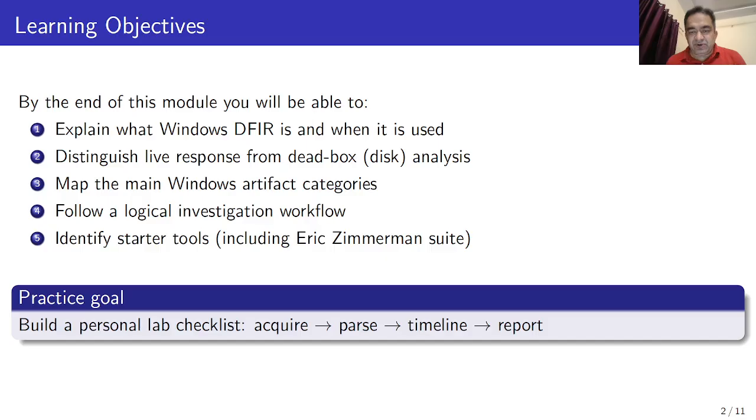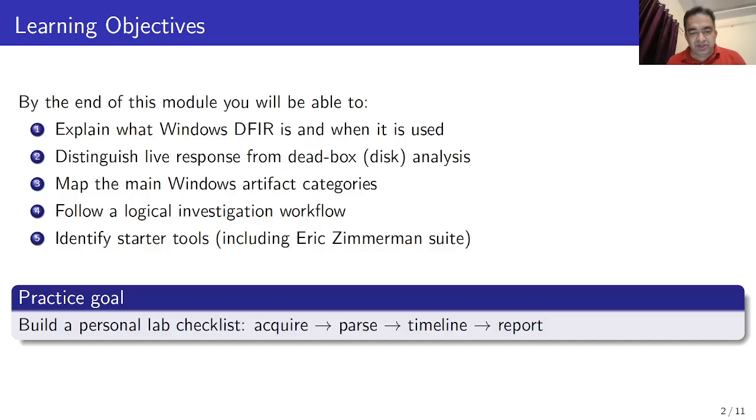After this lecture, you will be able to explain what the DFIR purpose is, separate live versus dead box analysis, name major artifact families, follow a workflow, and list practice tools. The practice goal blocks push them towards a personal lab checklist, that is acquire, parse, timeline, and report.